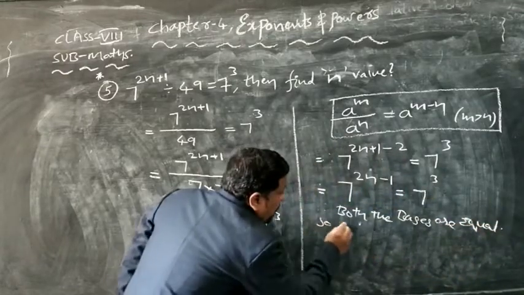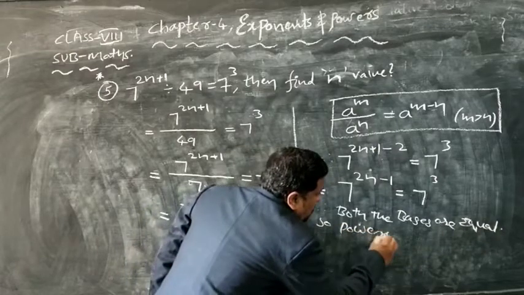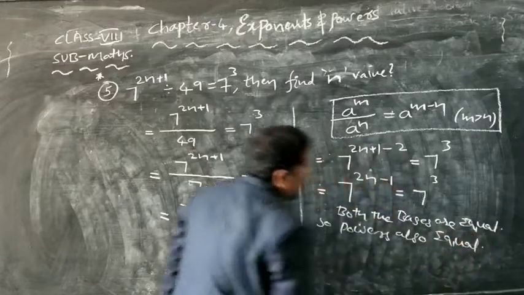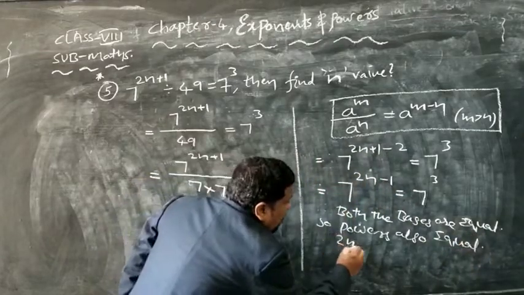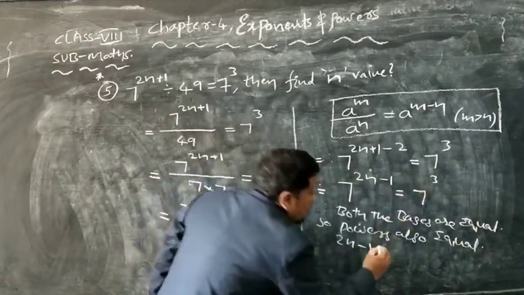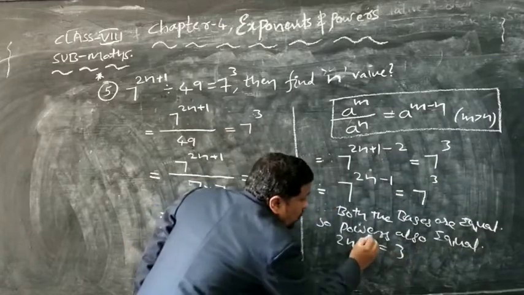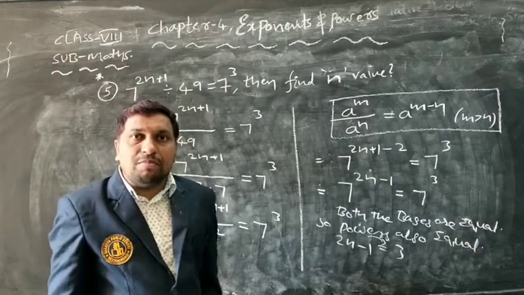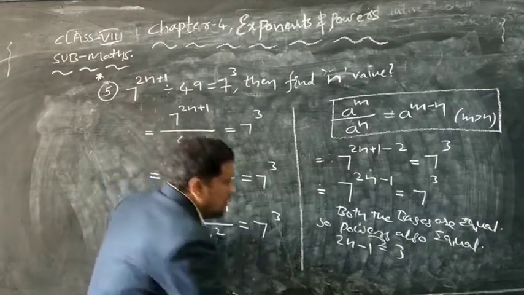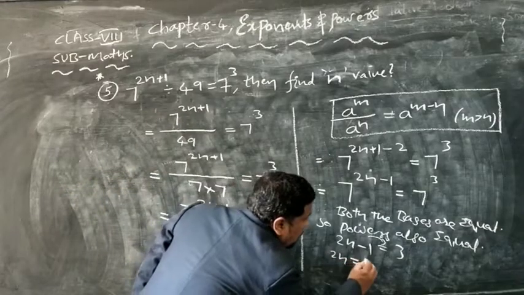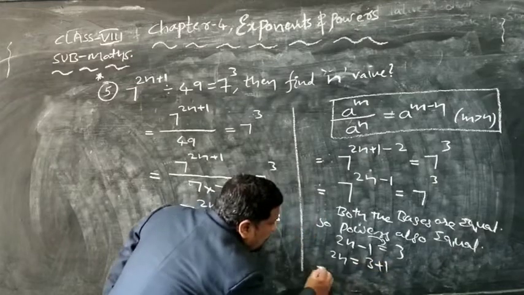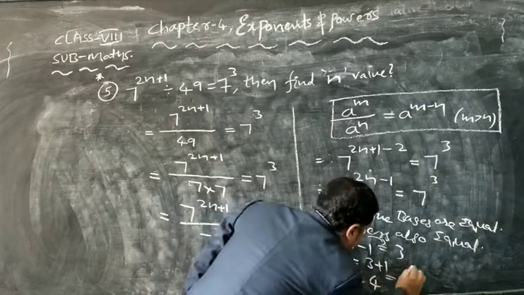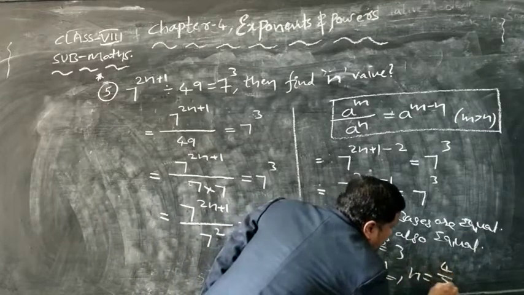So powers also equal. So here, what is the base? 2n minus 1 is equal to 3. Minus 1 moves to this side, which means change the symbol. Minus 1 becomes plus 1: 2n is equal to 3 plus 1. This implies 2n is equal to 4. This implies n is equal to 4 by 2.